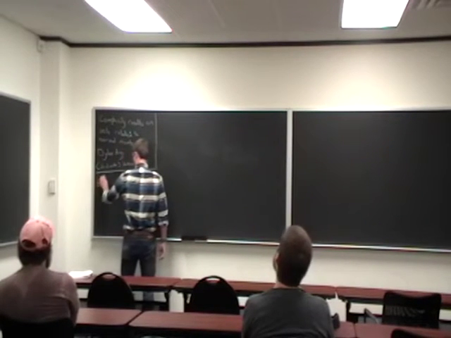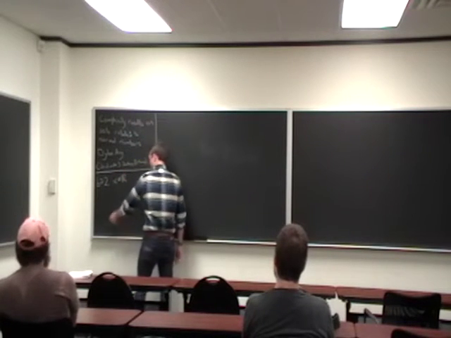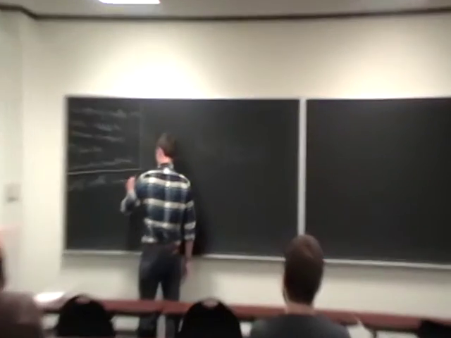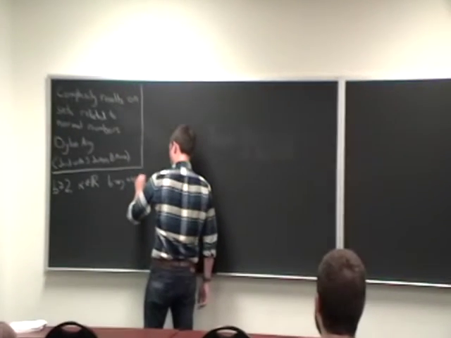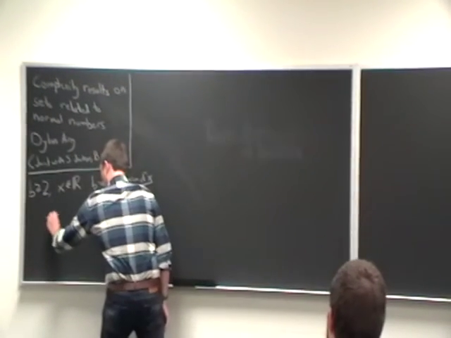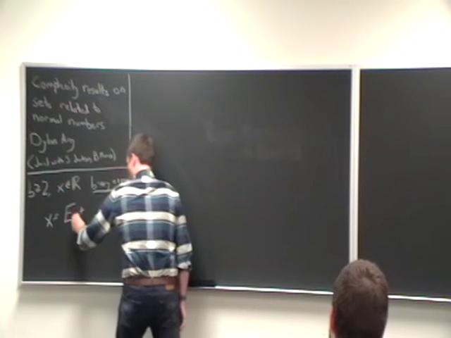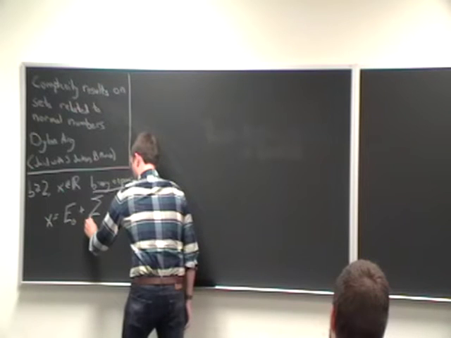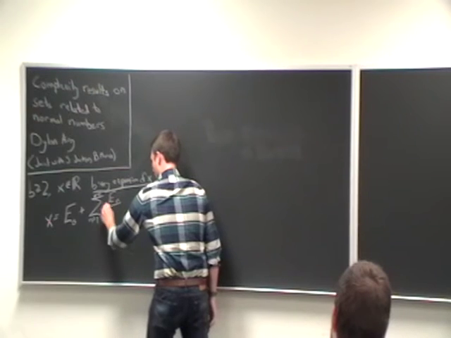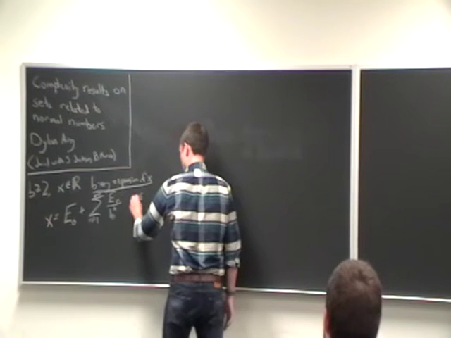So fix B an integer greater than or equal to 2, and x in the real numbers. Then we can define the B-ary expansion of x to be the unique expansion of the following form. We write x equal to some integer e_0 plus the sum from n equals 1 to infinity of e_n over b to the n, where these integers e_n are your digits, so they're between 0 and b minus 1.